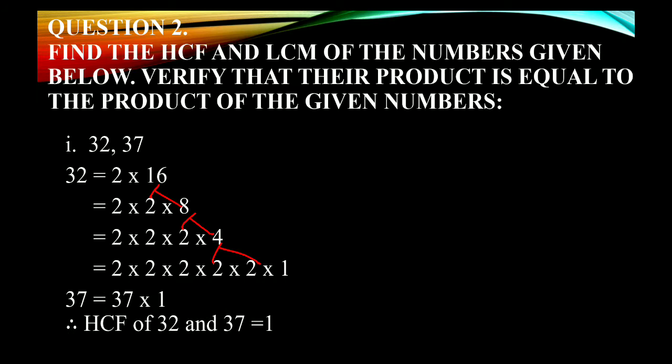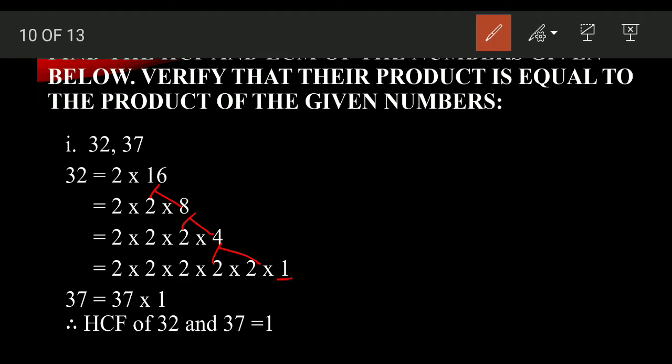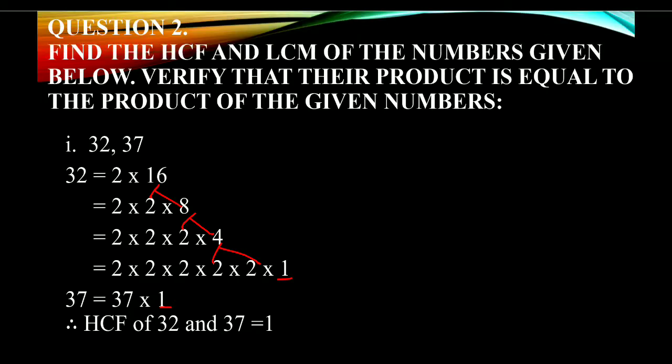Therefore, the HCF of 32 and 37. What is the common factor here? Here the only common factor is 1. Therefore, the HCF of 32 and 37 is 1.